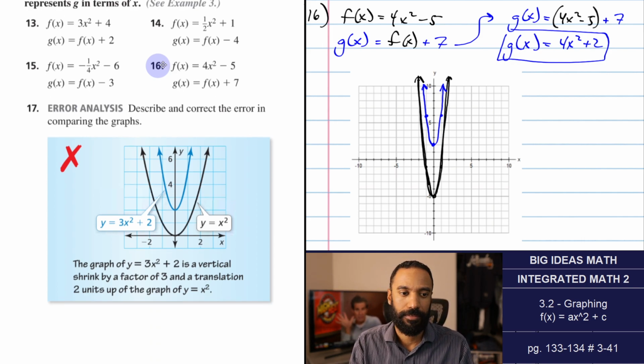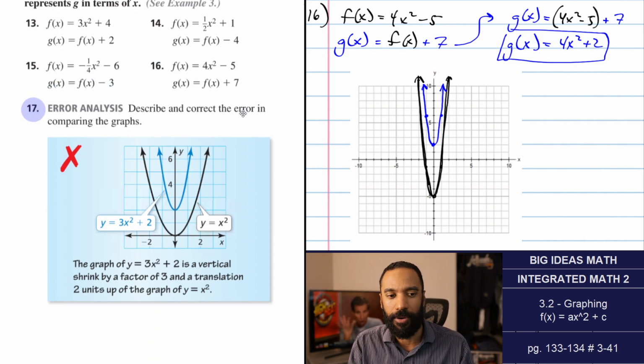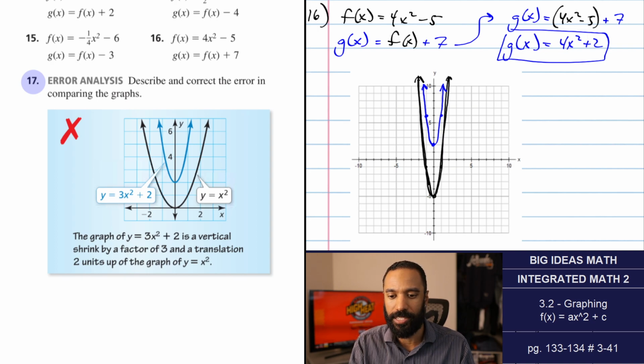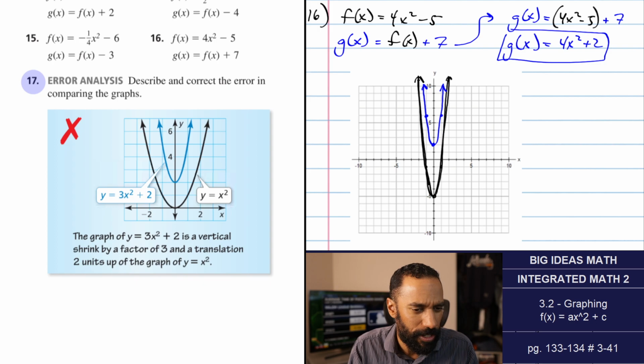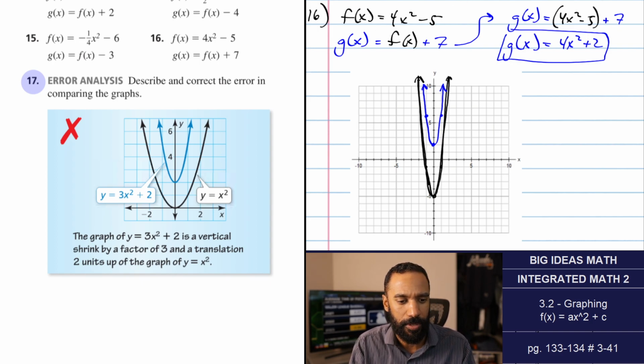Not even halfway through. Number 17, error analysis. Describe and correct the error in comparing the graphs. So we have y equals x squared and y equals 3x squared plus 2. It does look vertically stretched, and it looks like it's 2 units upward, so there's nothing wrong with the graphs. The graph, oh, it might be this. The graph of y equals 3x squared plus 2 is a vertical shrink. Well, it's not a shrink, by a factor of 3 in translation 2 units up of the graph of y equals x squared.